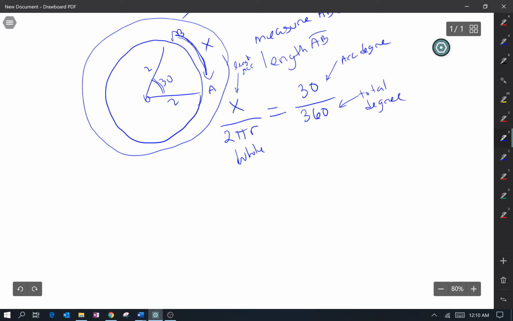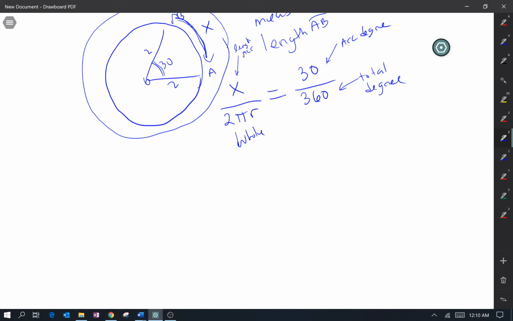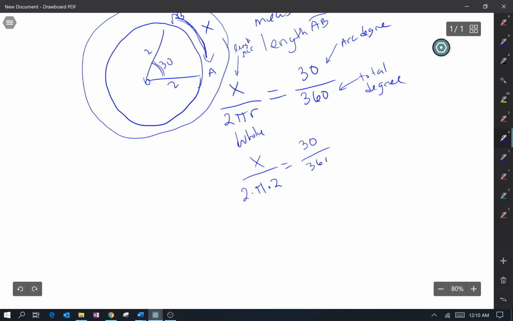If I were you, I would just set up a proportion. All I'm saying is the arc to the circumference is proportional to the central angle to the 360 degrees. And all you have to do then is just fill in the blanks. All right? So let's just do this one right here. We're trying to figure out x. So x to 2 times pi times 2 is going to be equal to 30 to 360, right?